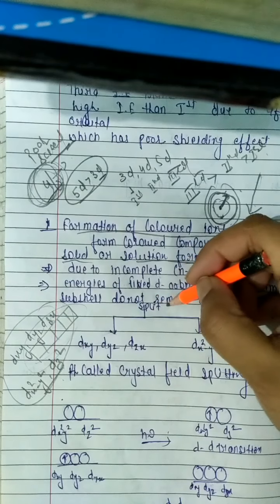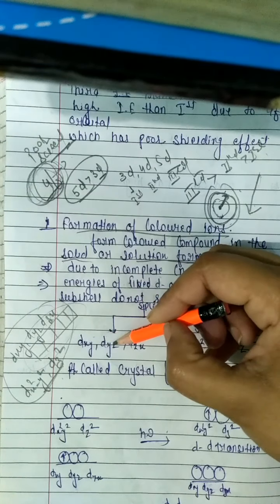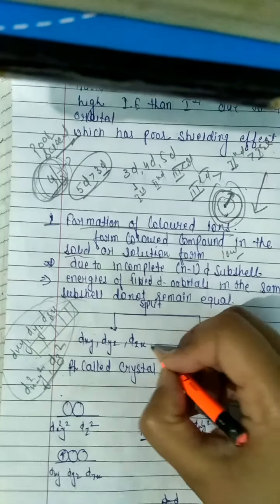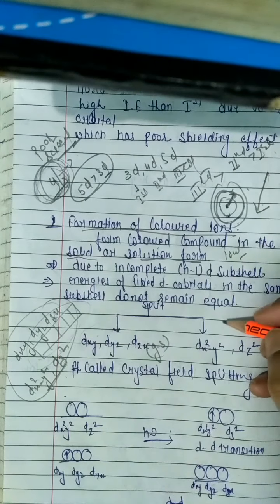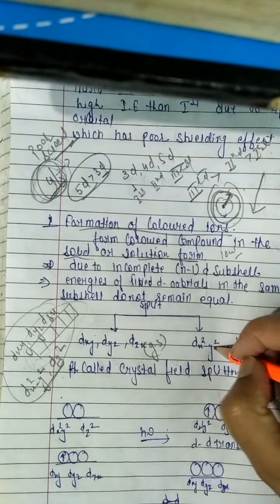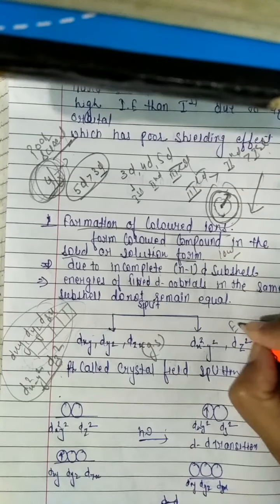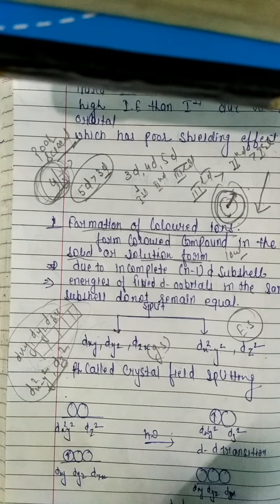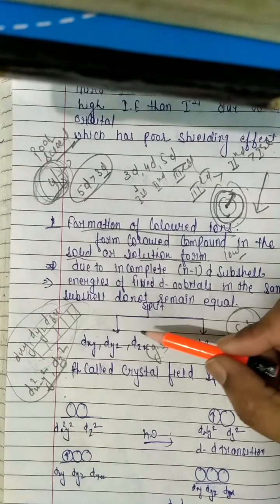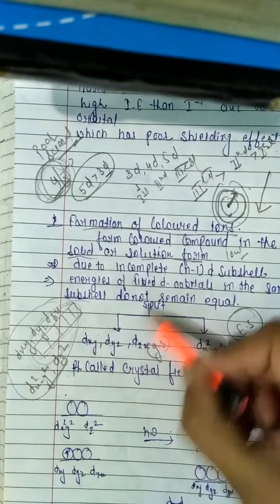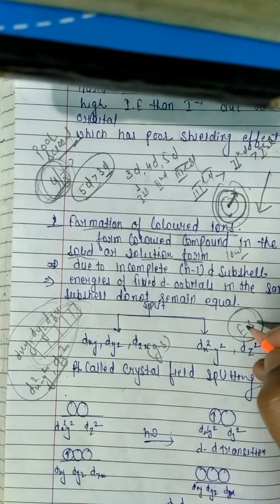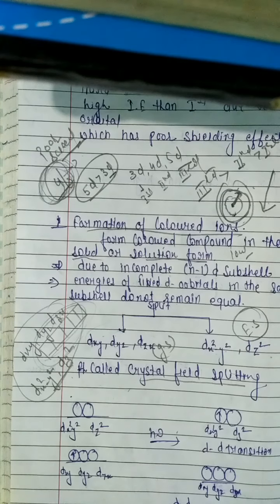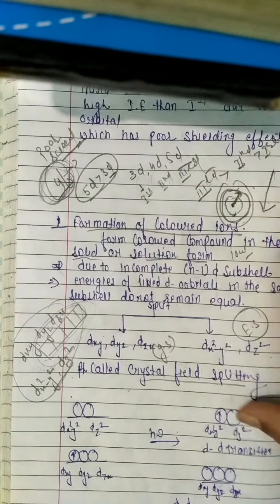Splitting takes place in two parts: dxy, dyz and dzx remain on one side, at the lower level, in the ground state, but dx square minus y square and dz square move to an excited state. The splitting of these 5 d orbitals into two parts, a ground state and an excited state, is called crystal field splitting. That is the most important definition.